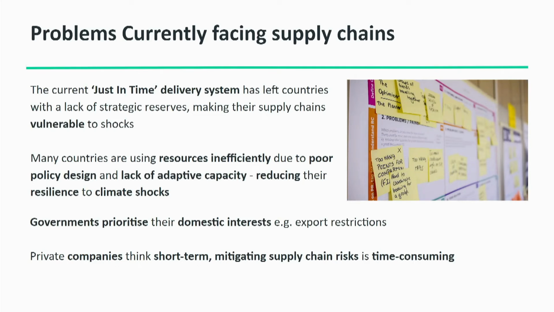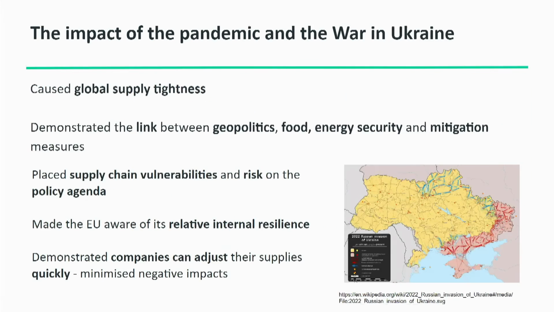And last, from the private sector, private companies are just naturally short-term thinkers, and due to the huge number of supply chains they're working with, mitigating any risks in their supply chains can be very time-consuming. Okay, so a theme that came up was the impact of the pandemic and the war in Ukraine.